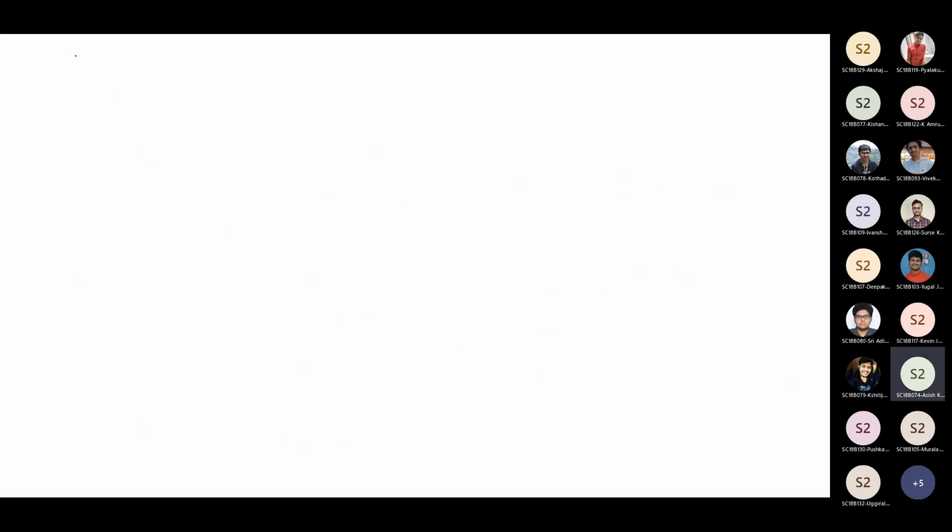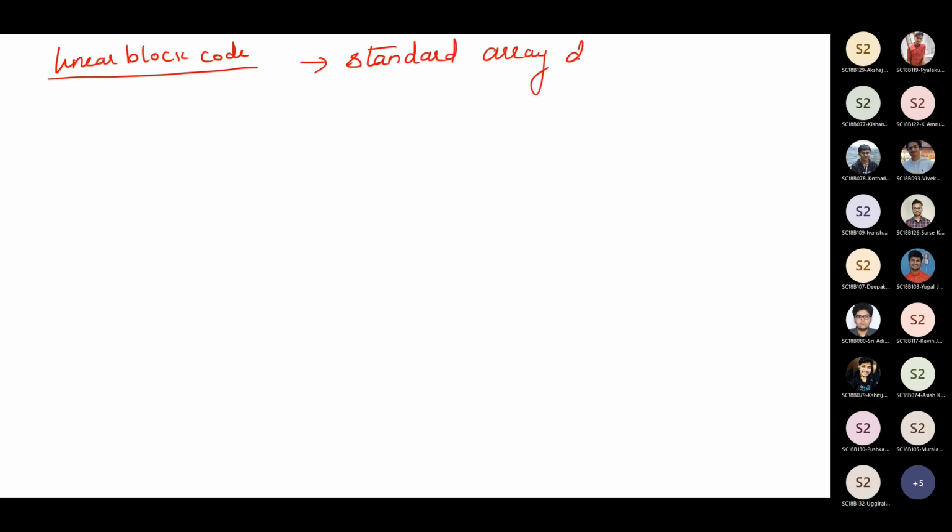Is this clear up to this? Yes, ma'am. So what is the logic for linear block code? For linear block code, we will be using the standard array decoding logic, or decoding matrix, or decoding table, whatever you call it.